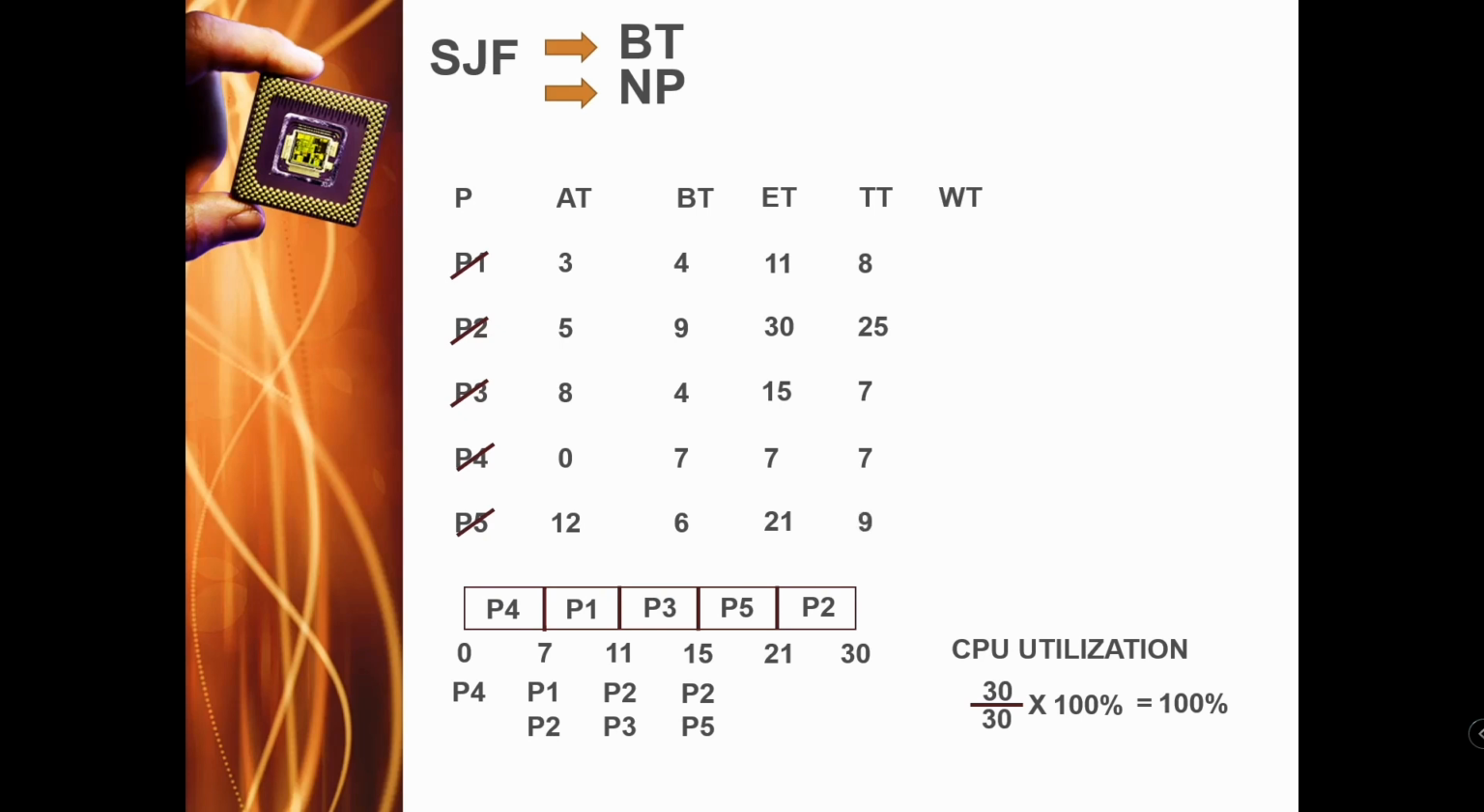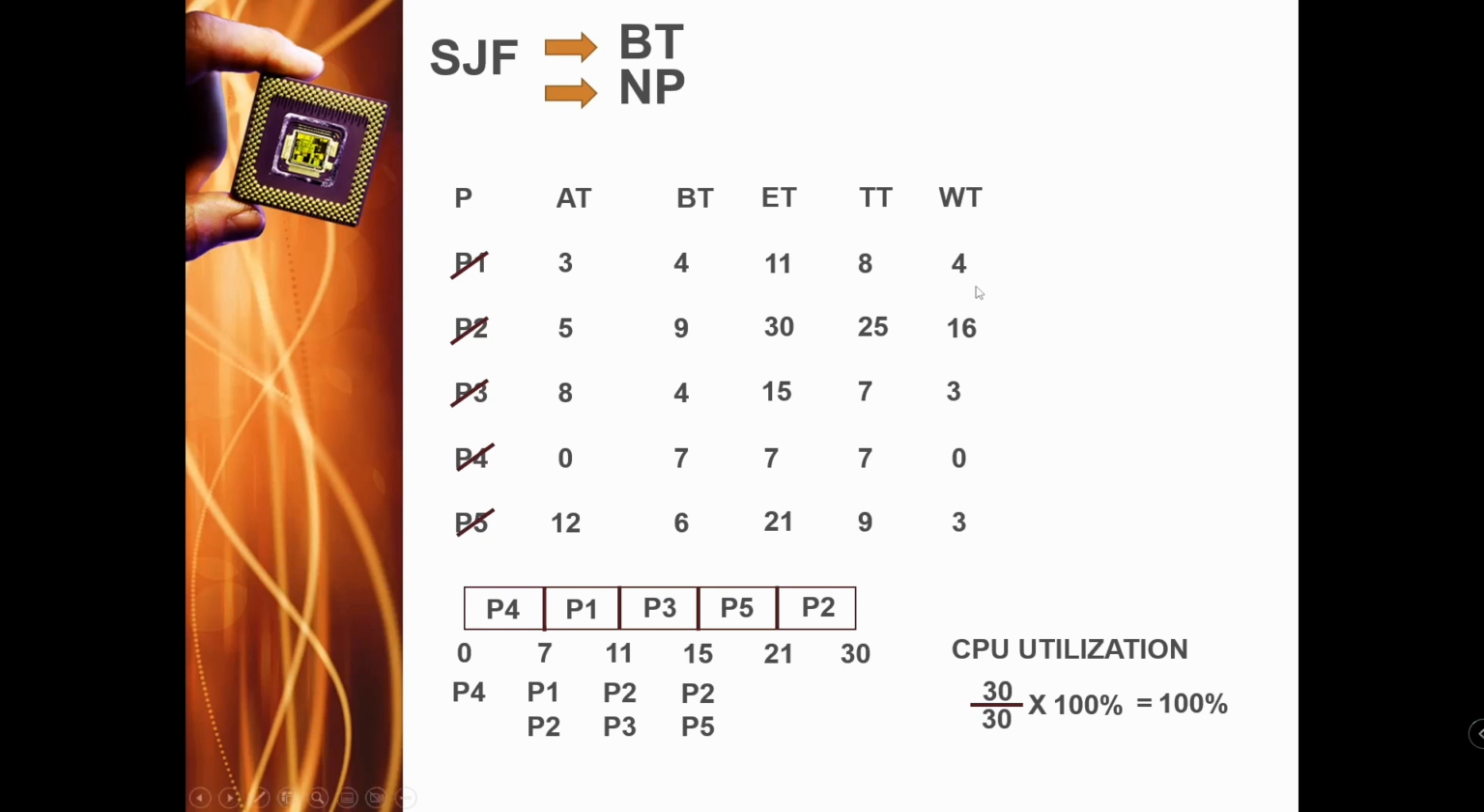And then, for the waiting time, ang computation niya is turnaround time minus burst time. So, 8 minus 4 is equals to 4. 25 minus 9 is equals to 16. 7 minus 4 is equals to 3. 7 minus 7 is equals to 0. And 9 minus 6 is equals to 3. So, nakuha na natin yung end time, turnaround, and waiting time.